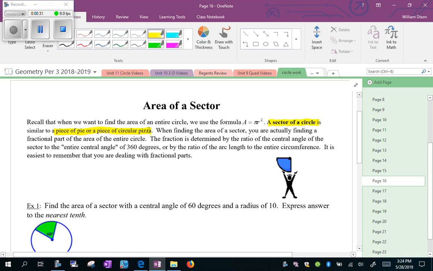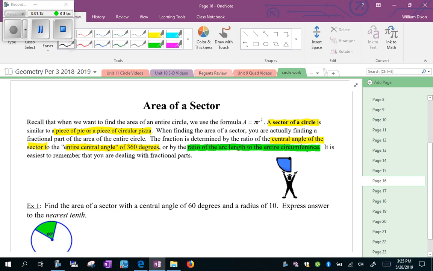When finding the area of a sector, you're actually finding a fractional part of the entire circle. And that's important. So you're finding a piece of that circle, the area of that piece. The fraction is determined by the ratio of the central angle of the sector to the entire central angle of 360 degrees, or by the ratio, and this is important, we're going to see this later on, of the arc length to the entire circumference. It's easier to remember that you are dealing with fractional parts.